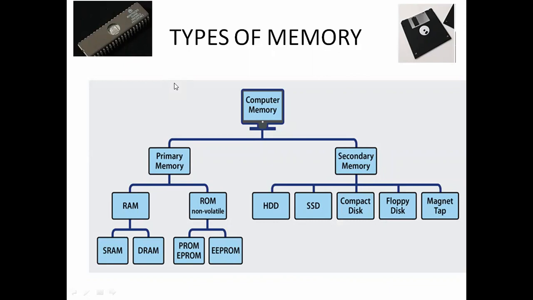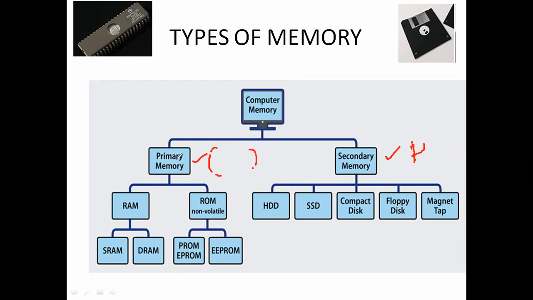So these are the different kinds of memory used in the computer system. Initially it is divided into two categories. One is primary memory, another one is secondary memory. Primary memory is usually a temporary memory, whereas secondary memory is a permanent memory. So primary memories are temporary, secondary memories are permanent.